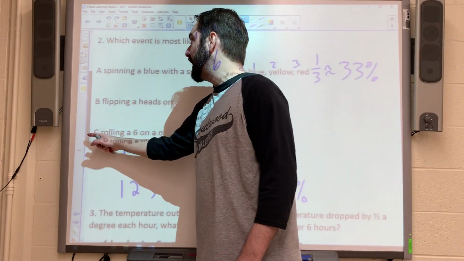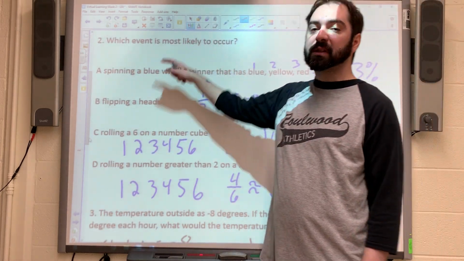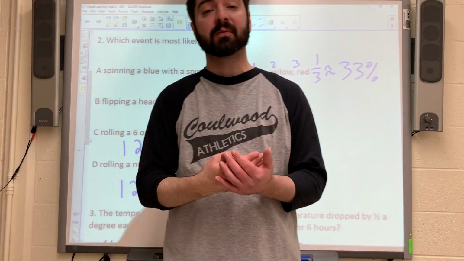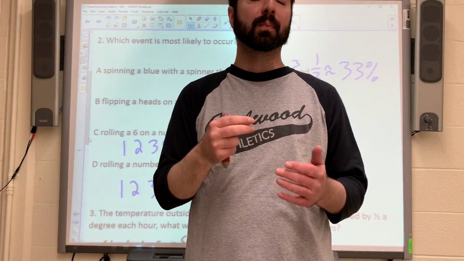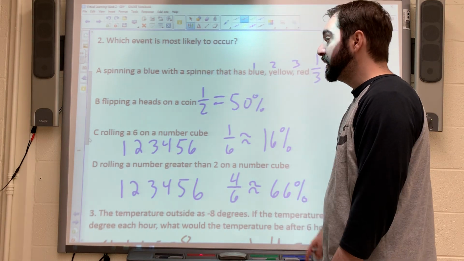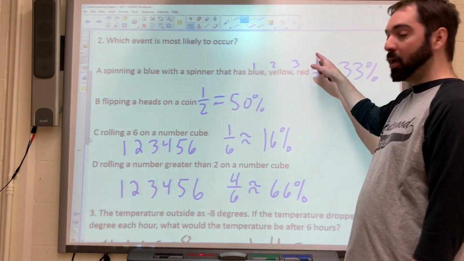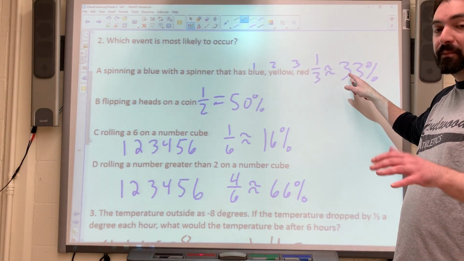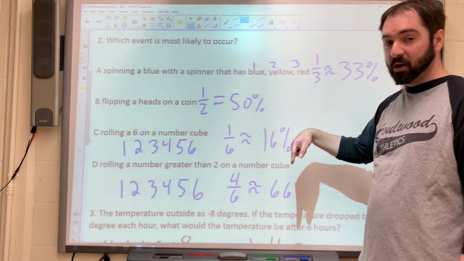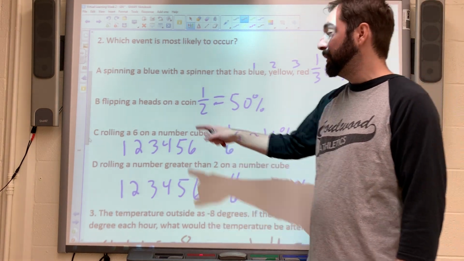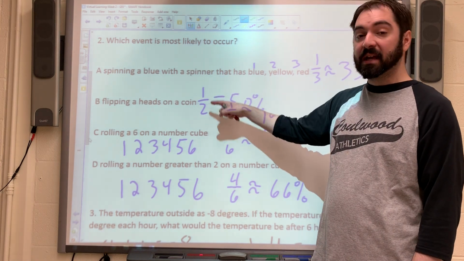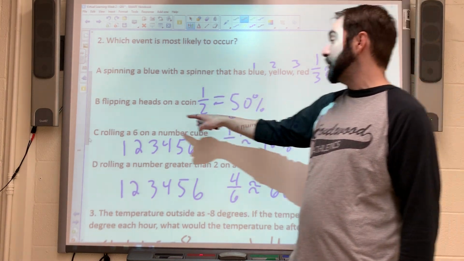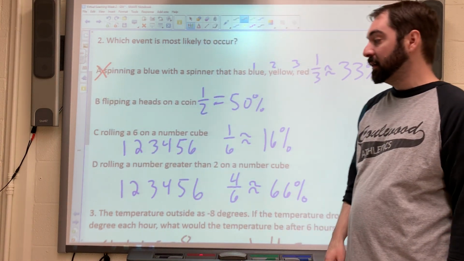Number 2, again, I'm going to find each event. Which one is the most likely, the highest probability? The easiest way to do this is make sure they are all decimals or percents and then pick the highest number. Spinning a blue, 3 different colors. 1 out of 3 chance of landing on blue, that's about 33%. I got to try all the choices though. I need to find the biggest. Flipping heads, 1 out of 2, 1 heads, 2 sides, 50%. So automatically A has been eliminated.